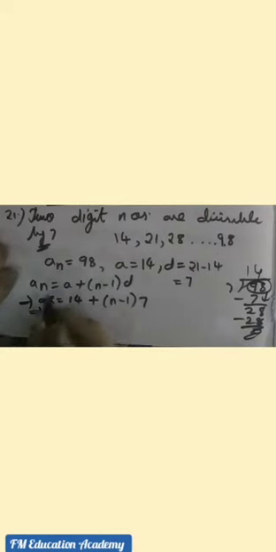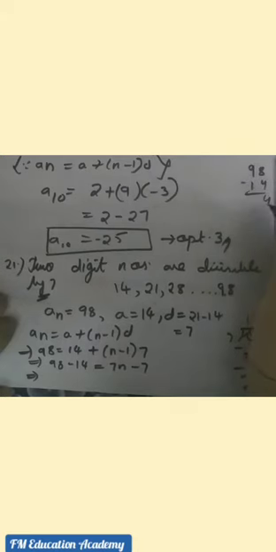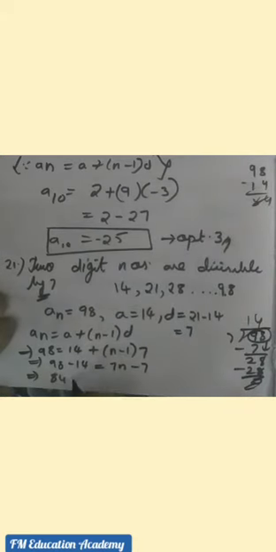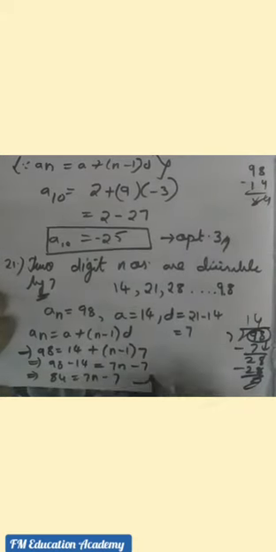98 as it is, plus 14 if it comes this side, minus 14, is equal to 7 into n, is 7n, minus 7 into 1 is minus 7. Now what do we have? What is 98 minus 14? 98 minus 14 is 84. So 84 is equal to 7n minus 7.